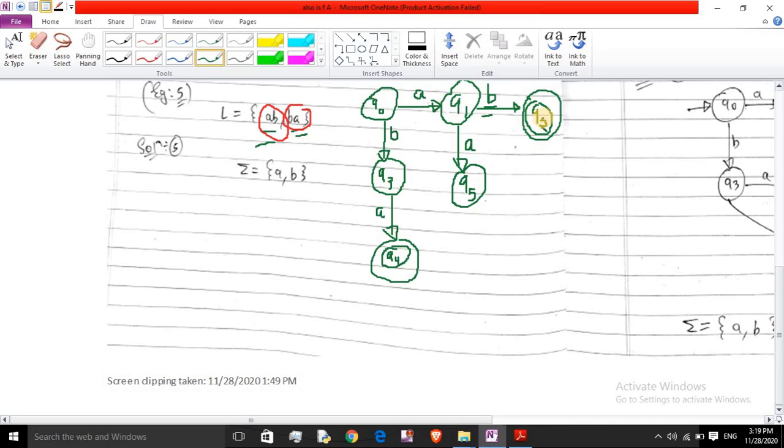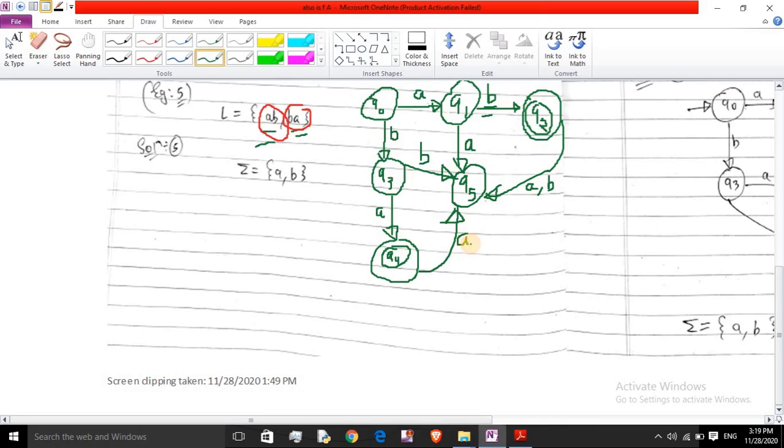After AB, what will happen if we get any A or B? If we get any A or B, then we will move to this state. What will happen if we get B here? If we get B here, double B, then we will move to this dead state. What will happen after BA? We will get any number of A or B. We will move to this state.